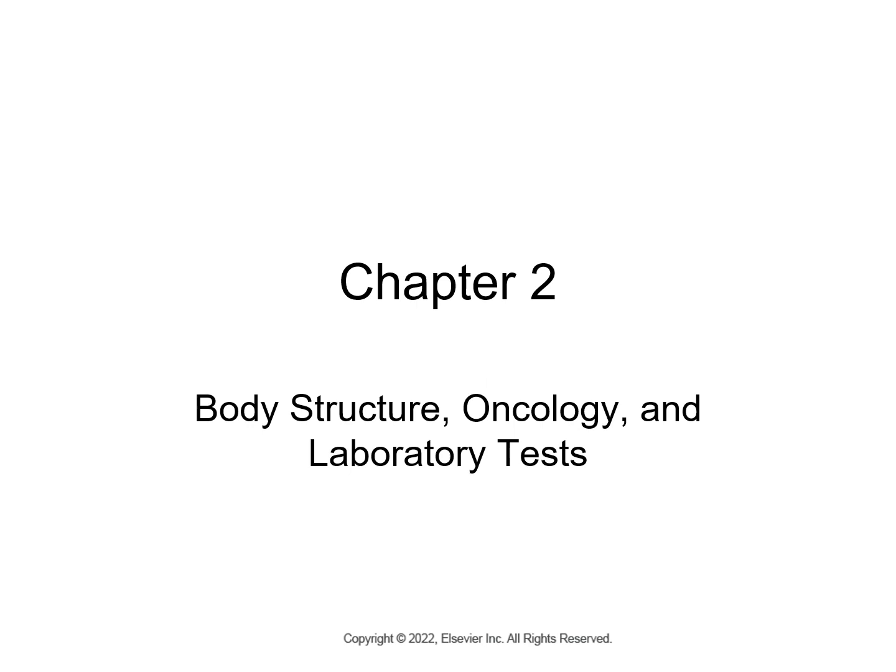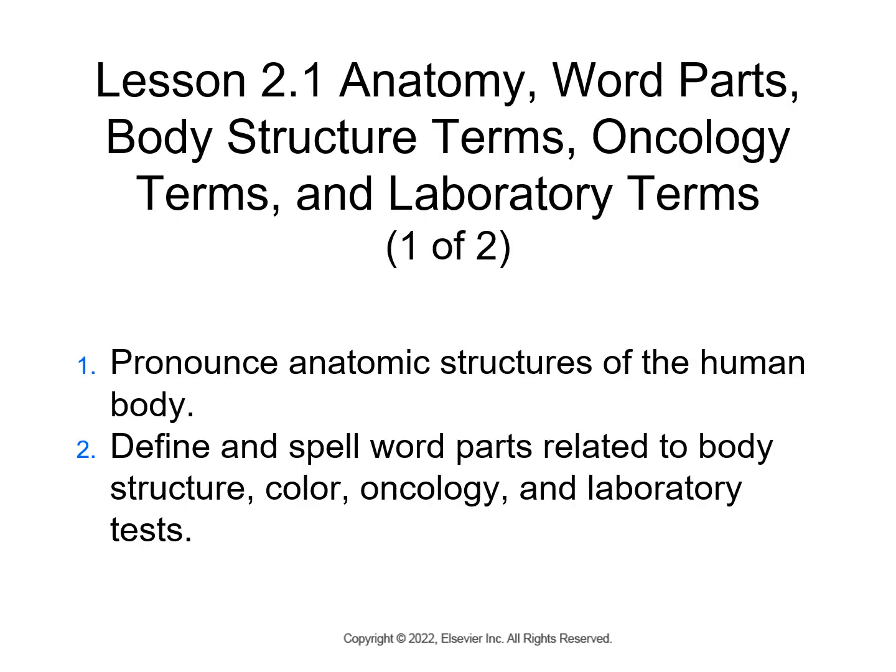Chapter 2, Body Structure, Oncology, and Laboratory Tests. In this chapter, we'll look at the pronunciation of anatomical structures of the human body, define and spell word parts that are related to the structure, the color, oncology, and laboratory tests of the human body.